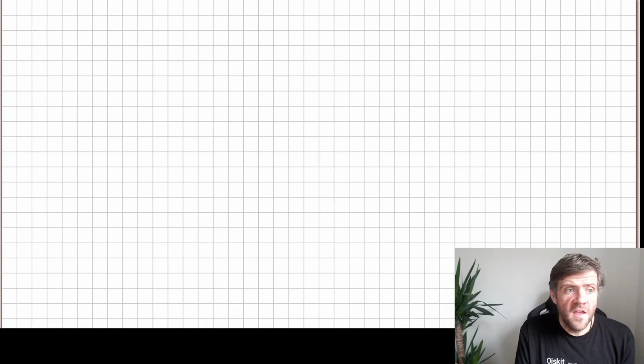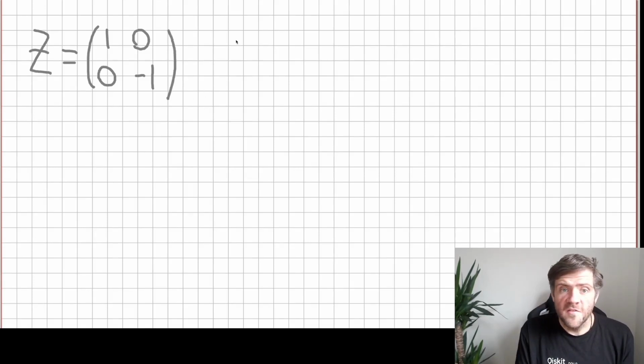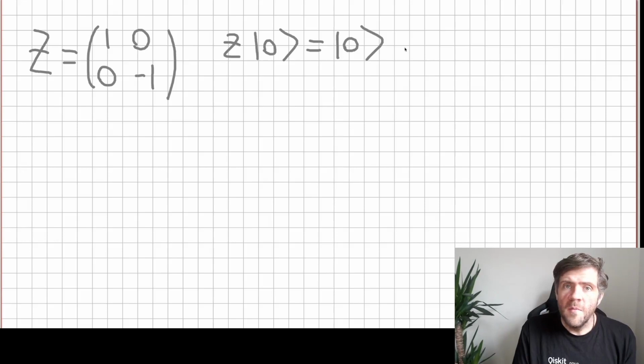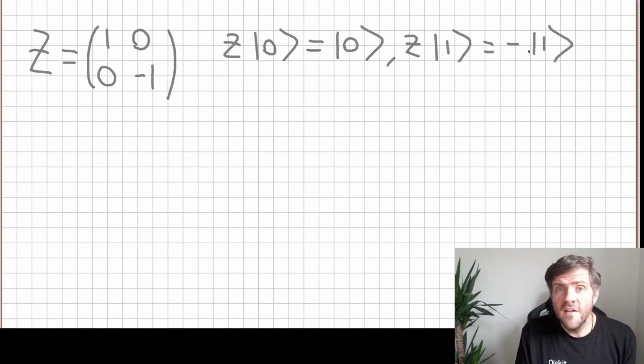So the Z gate can be represented like this. It's rather like the identity matrix, except you have this phase difference between the 0 and the 1 states. So you apply this to 0, and you will get a 0, but apply this to the 1 state, and you'll get -1. So its action on the 0, 1 states is the same as the X gate action on the plus and minus states.